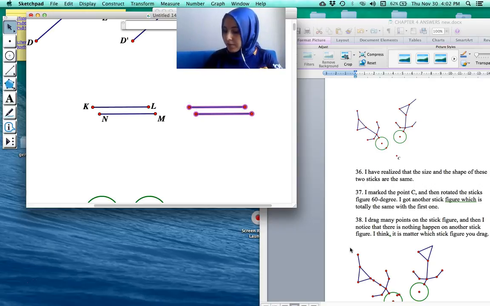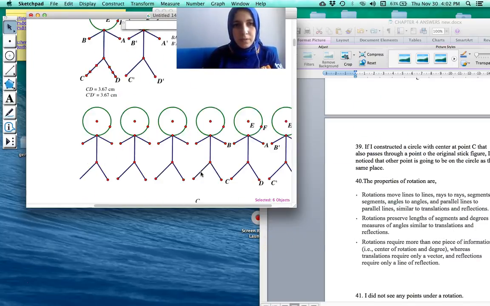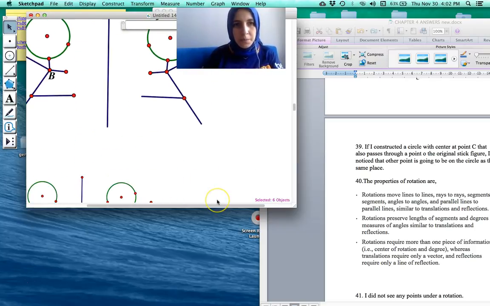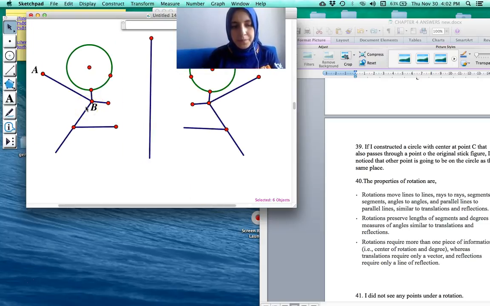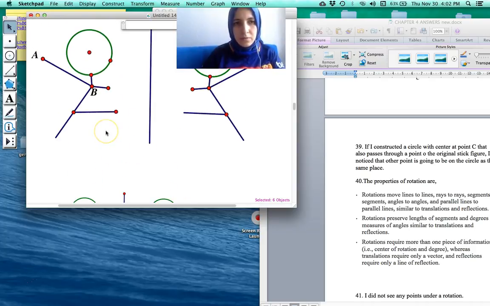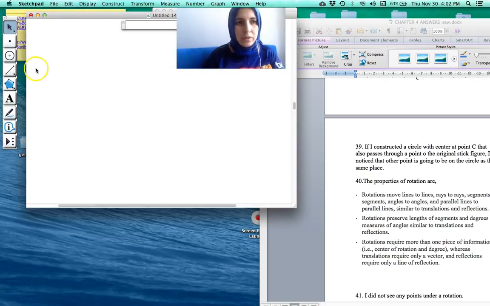Question 23. What do you notice about the size and the shape of the two stick figures? Find these two stick figures. I drew it before. Yes, this one. This is a reflection. And also I can draw again.